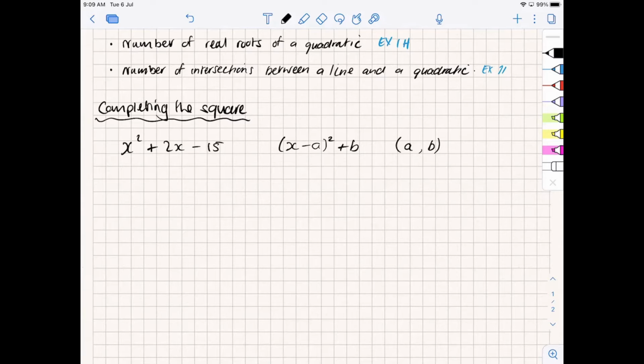Right? We also use completing the square if we want to translate a graph. So when we look at functions on Thursday, if you have the graph in completed square form, you can translate a graph much quicker as well. So the steps for completing the square are very simple.